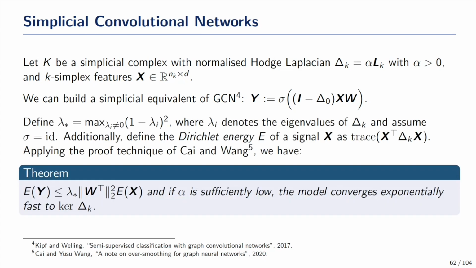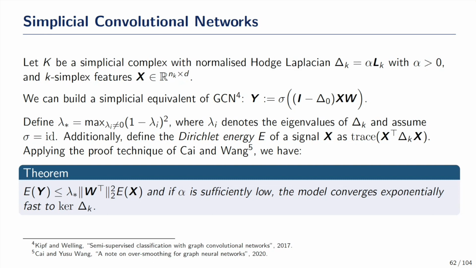Now, here's an interesting result that you can prove. By applying some standard results, using the proof technique from the paper by Cai and Wang, you can show the following. If you define the Dirichlet energy of a signal, so that's just this operator, which we're going to look at in more detail later, essentially what that tells you is how harmonic my signal is. It's just an energy: the closer it is to 0, the more harmonic, or the closer that signal is to the kernel. So what you can show is that with this convolution, the energy at the next layer is upper bounded by the energy at the previous layer times some factors that depend on the spectrum and the norm of these matrices. So if we make alpha super low, these lambda star will also become low, and you can show that this model converges exponentially to the kernel.